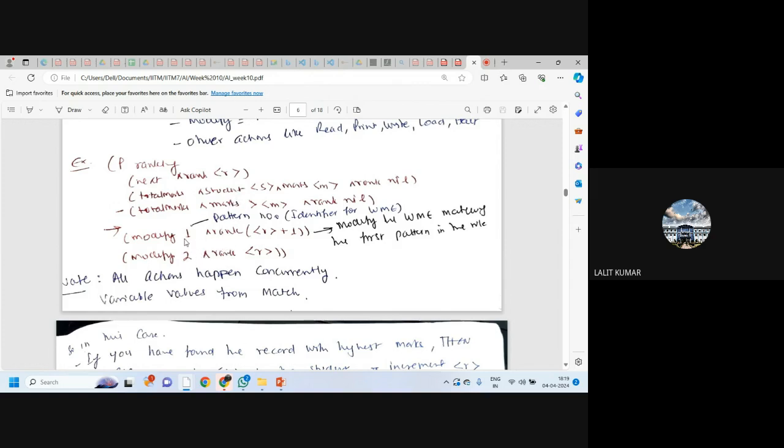And here all the actions happen concurrently. The order is not important. This modify 2 and modify 1, they are happening concurrently. So the order here does not have any meaning.